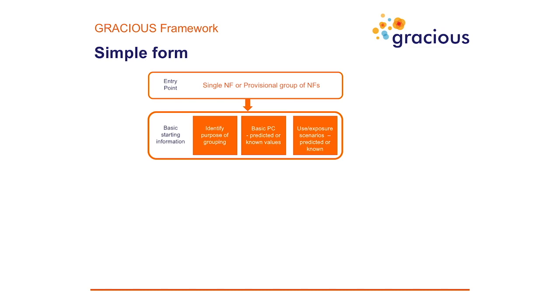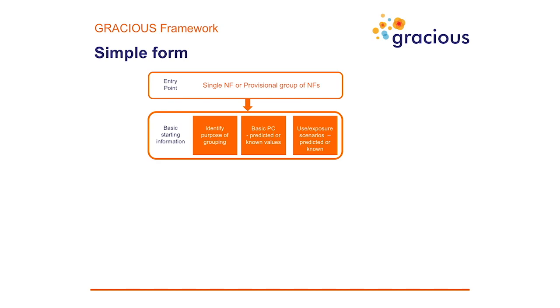The framework stimulates that individual to provide some basic starting information. So this is step 1 of the framework. This basic starting information includes the purpose of grouping. So is it, for example, for a regulatory dossier generation, or is it to support safe by design approaches to innovation? We also need basic physicochemical characteristics of the nanoforms.